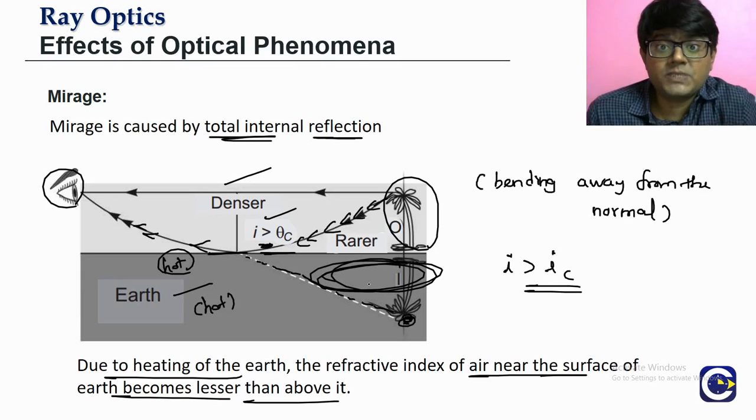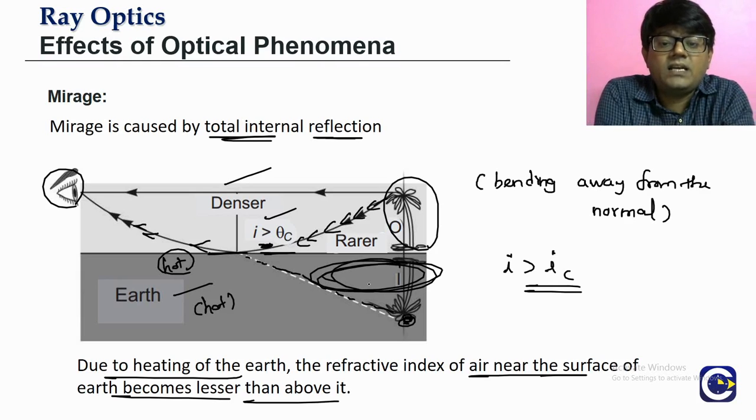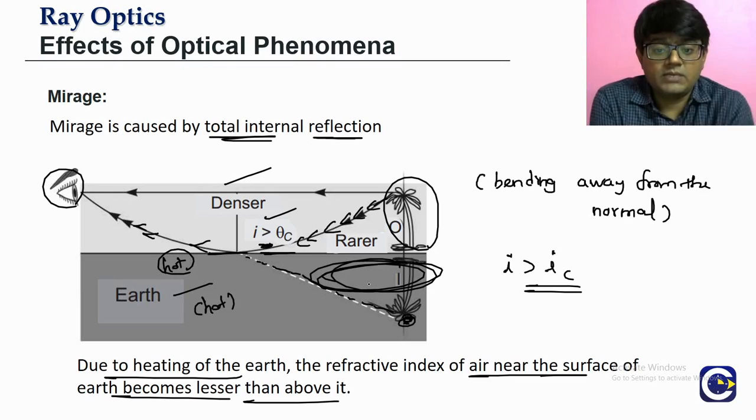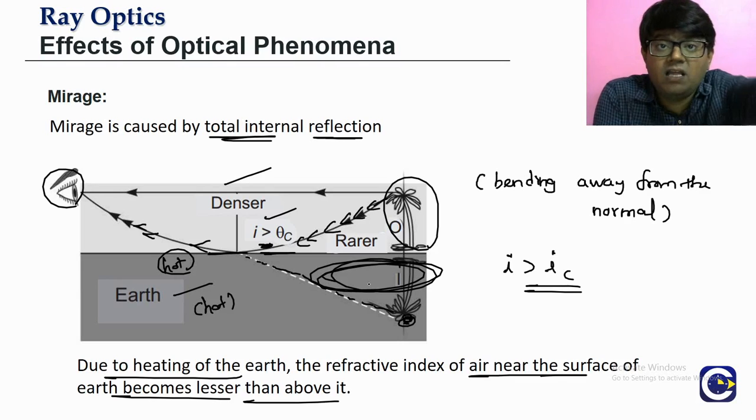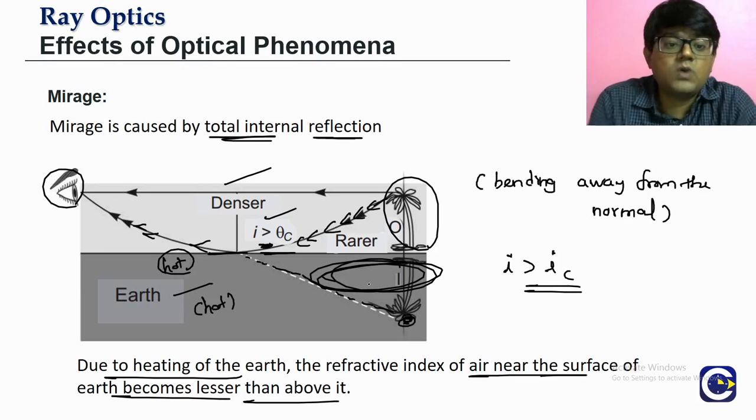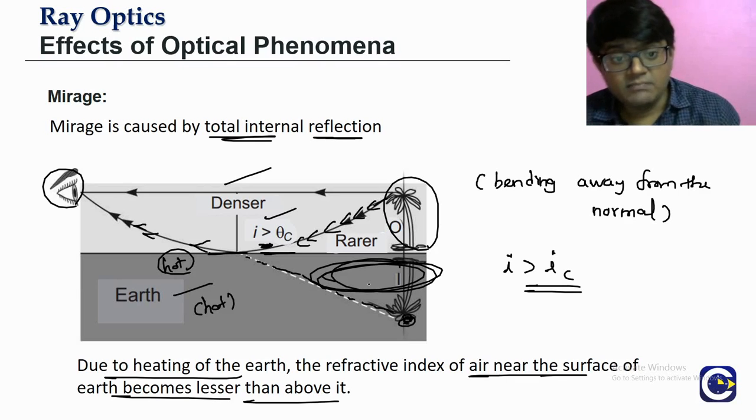What is the perception we'll have? We'll have as if there is a water body or something over there, because then only we will be able to see the image of the head of the tree inside the surface, right? So this is what we will generally refer to as the mirage formation.